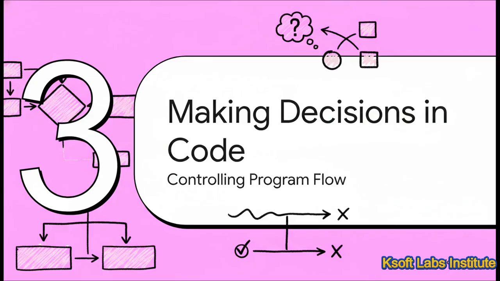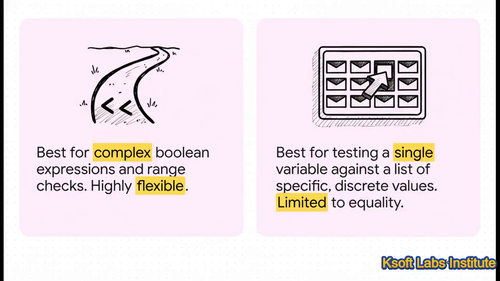Okay, this next part is where our programs start to get really intelligent. Up until now, any code we'd write would just run straight from top to bottom, one line after another. But what if we want our program to make choices, to do one thing if some condition is true, but do something completely different if it's false? This is called controlling the program flow, and we do it using things called conditionals. In Java, we have two main tools for making these kinds of decisions, the if-else statement and the switch statement. And this slide is a great guide for when to use which one.